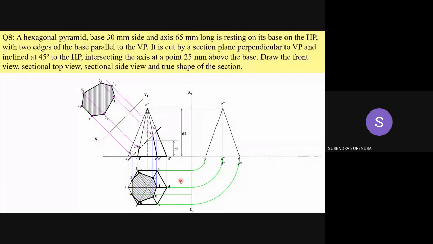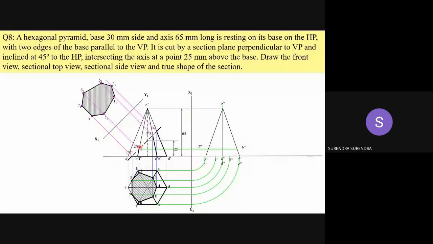Draw the projection from 7. 7 is on the base edge AF. Similarly, 1 is on the base edge AB. Project these two up to these points 1 and 7. So 1 and 7 must be represented on the base, and the remaining points as in the previous problem.